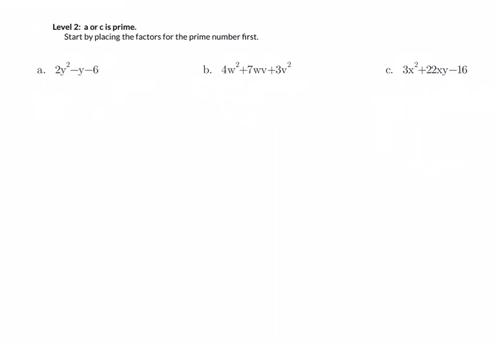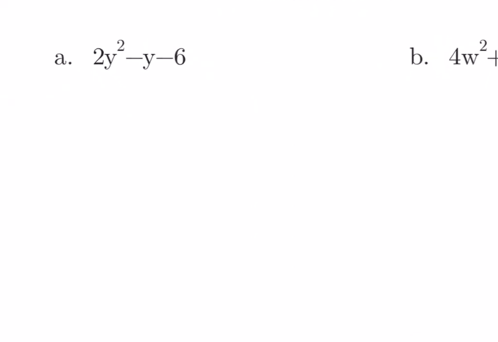Level 2: A or C is prime, which means that I do know how one of the numbers factors. So we're going to start by placing the factors for the prime number first. Keep in mind it can either be the firsts or the lasts. All right, so let's go ahead and try some examples of this and talk through them.